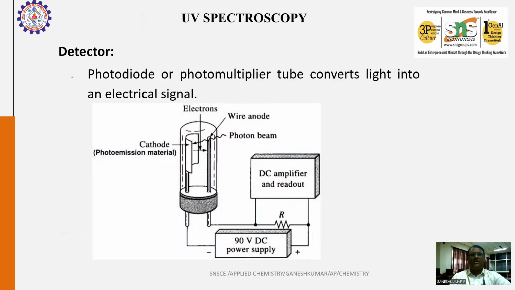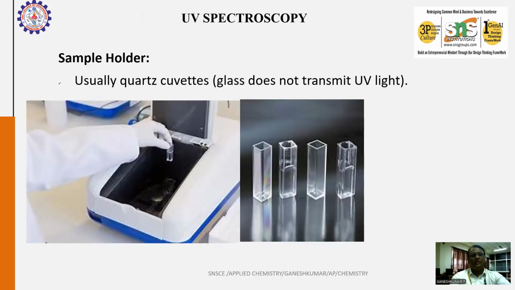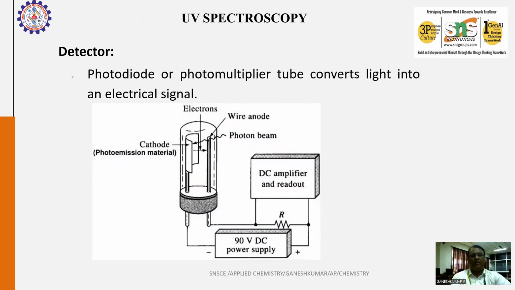And the detector. What is a detector? A detector is an instrument which detects the outcoming ultraviolet radiation from the sample. Usually a photodiode or photomultiplier tube converts the light into an electrical signal. You see here a typical detector, which contains a cathode material. This cathode contains photoemissive materials. The light coming out of the cuvette sample falls over the cathode, which works on the principle of the photoelectric effect.